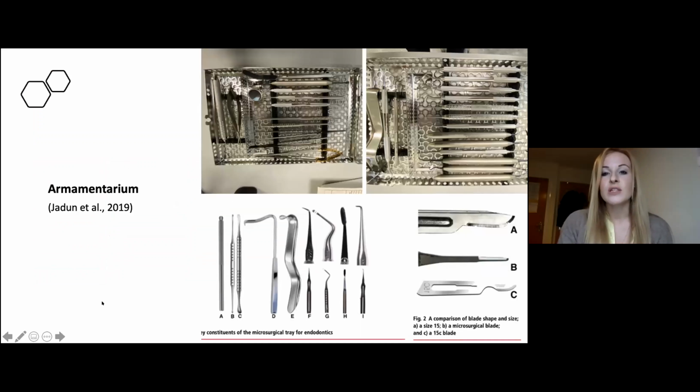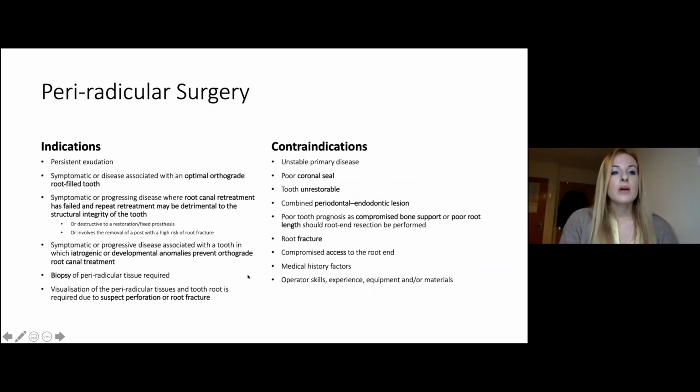So this is just a nice visualization of the armamentarium that are used, taken from a paper published in the British Dental Journal by Jardine et al. And we can see here on the lower right side of the screen a comparison of how small the microsurgical blade is to the standard size 15, which was previously used in apicectomy. So there are some indications for periradicular surgery, those listed below.